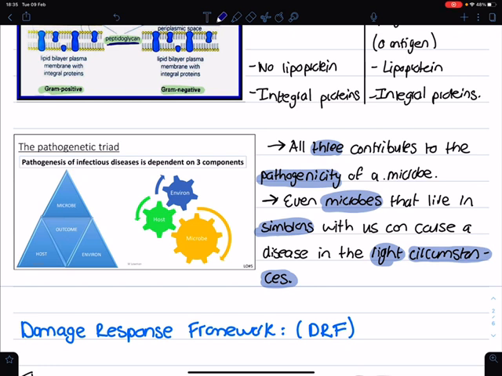So yeah, even microbes that are symbionts, such as Staphylococcus aureus or maybe even Escherichia coli, might cause diseases in the right circumstances, when you have immune diseases such as HIV, or your immune system is compromised due to another disease or due to malnutrition and things like that.